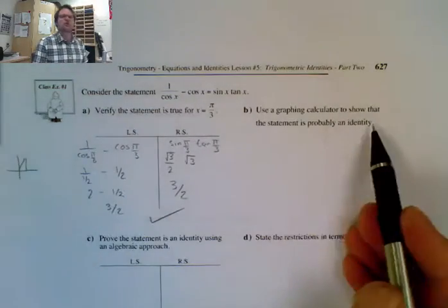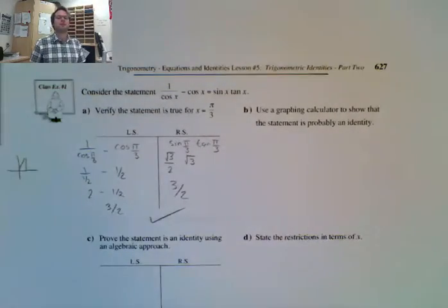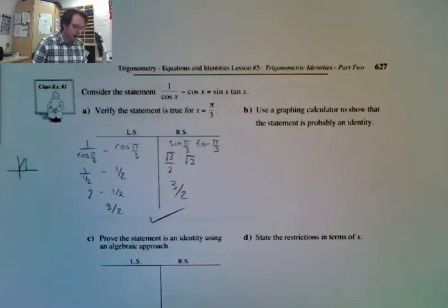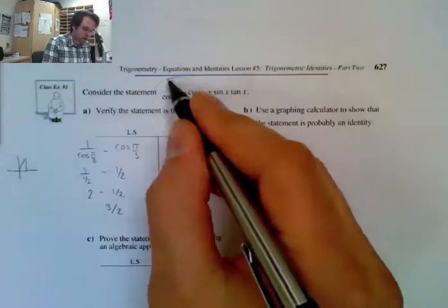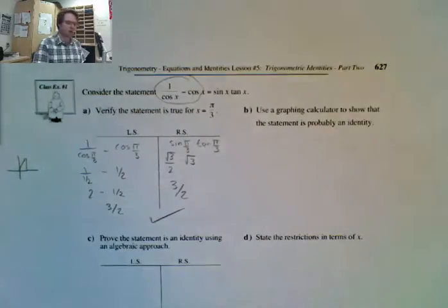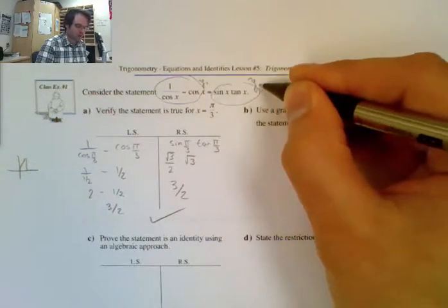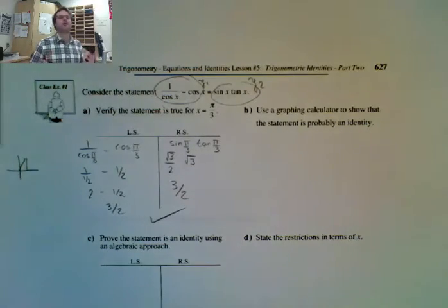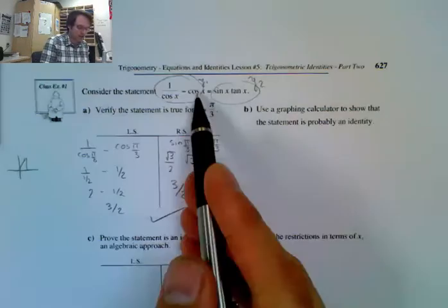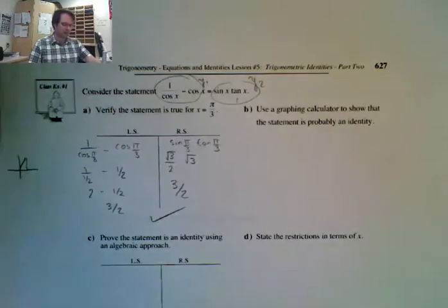Now, we want to use a graphing calculator to show that this statement is true. What I would do is plug this part here into y1 and this part here into y2. We should get two equal graphs, or it might look like one single graph. That means that this identity is true, that this side probably does equal that side.